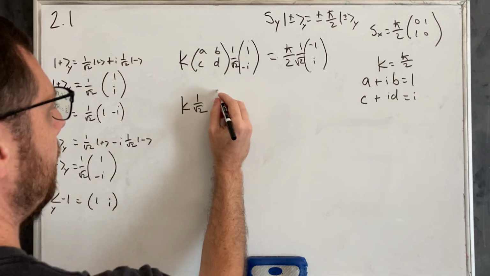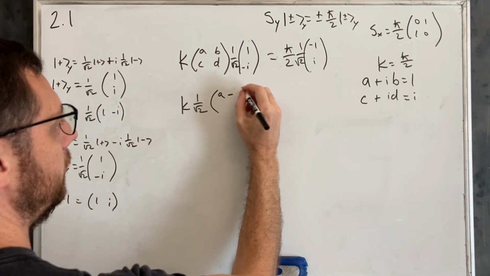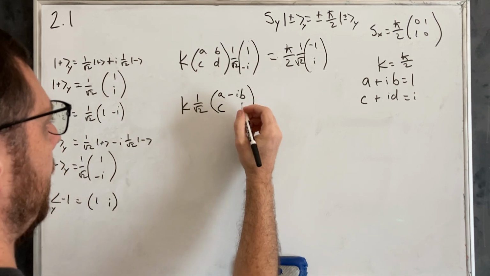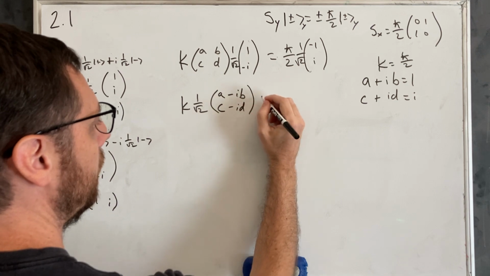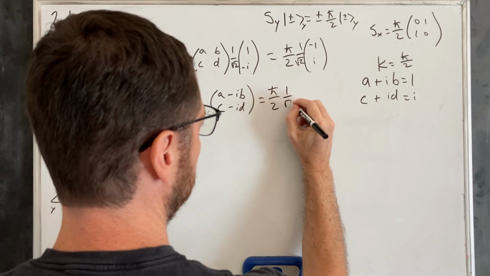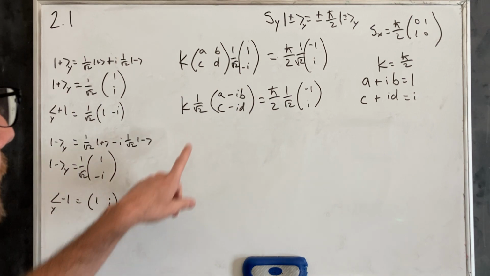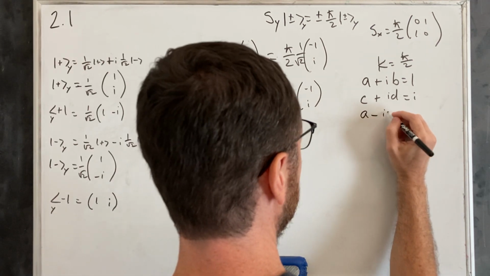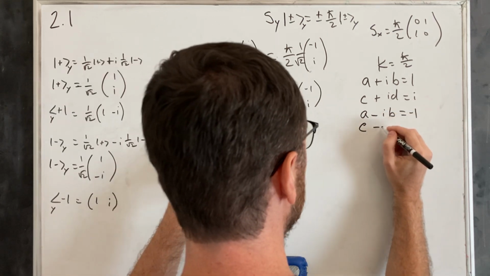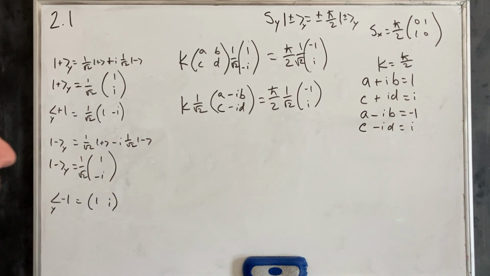Okay, so pull that out, and then 1 times a is a. Negative i times b is negative ib. 1 times c is c. Negative i times d is negative id. And then that's going to equal h bar over 2, 1 over root 2, negative 1 and i, because we already did the pulling up the sign thing. So now we know that a minus ib is equal to negative 1. c minus id is equal to i. And then we are good. We can start to solve these.